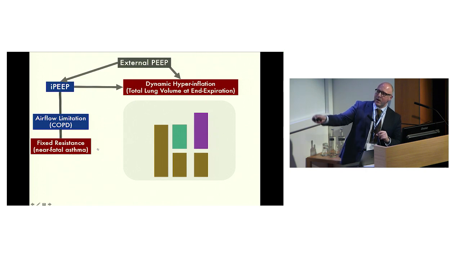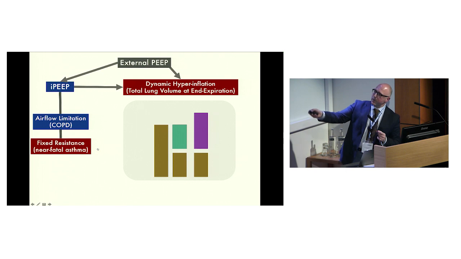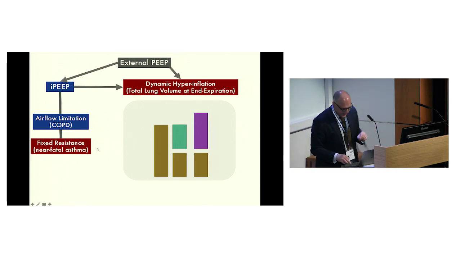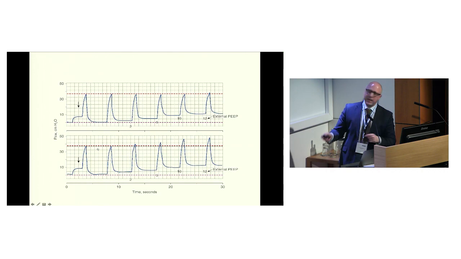If you see these brown boxes, this is the intrinsic PEEP of 0. Then you add some external PEEP. There will be a point where the intrinsic PEEP will go down, but the total PEEP is the same. This is helpful. The problem is when you keep going up, and the intrinsic PEEP doesn't go down anymore, but the total PEEP increases, then it's damaging. And this is in graphical form.